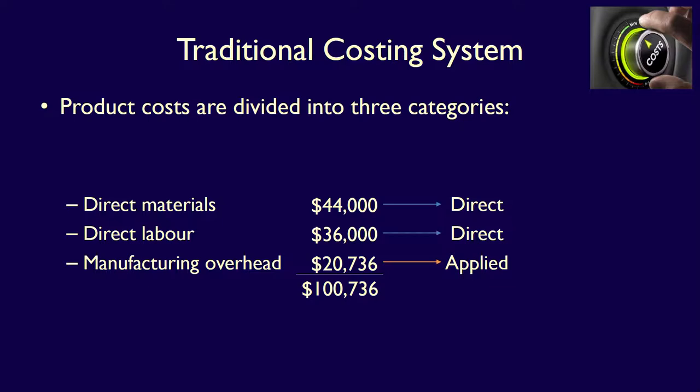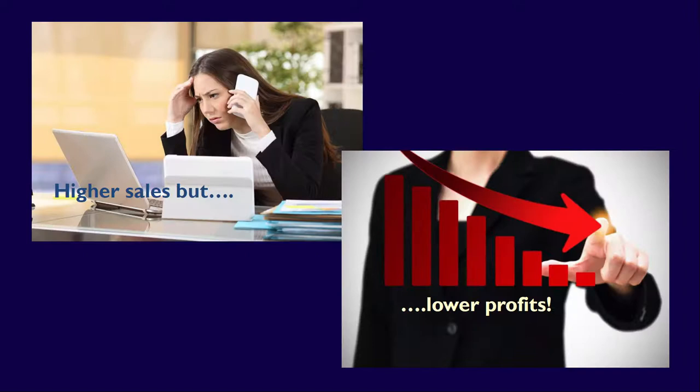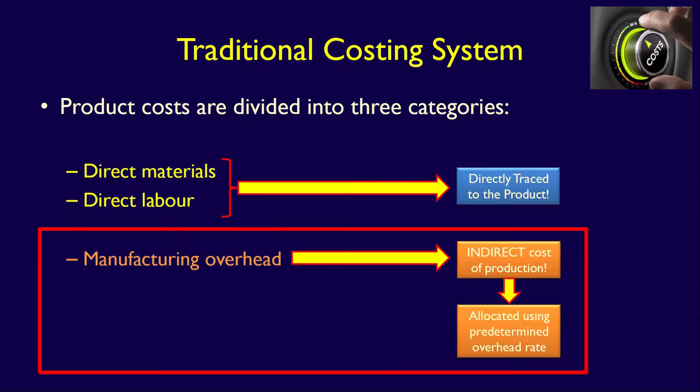This sounds very straightforward. The problem? Management at Julian has expressed some concerns. Although the company is constantly winning new jobs and their production facilities are close to capacity, their profitability has been declining. Higher sales should mean higher profits, but that's not what they're experiencing. Their profits are decreasing. Why? It may be that the traditional costing system is no longer meeting their needs.